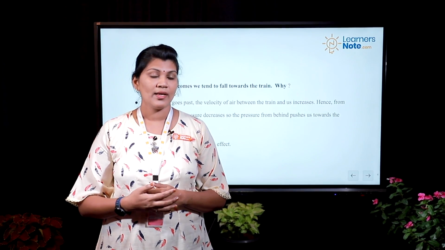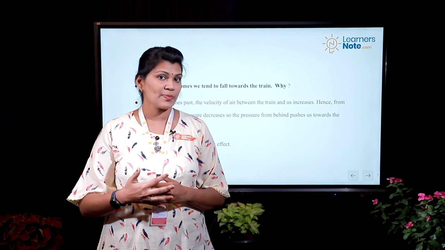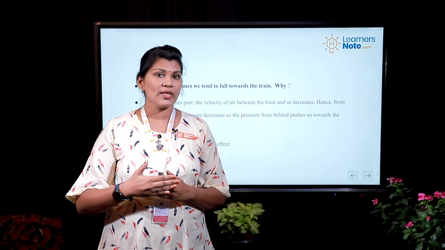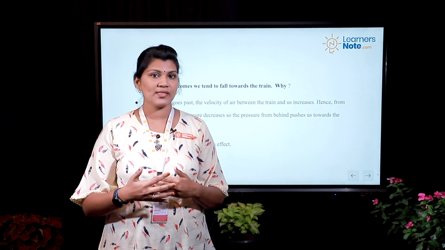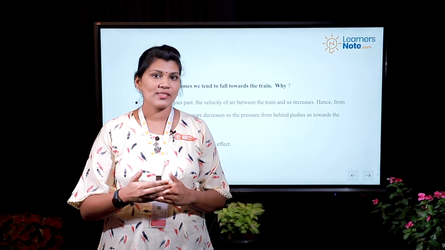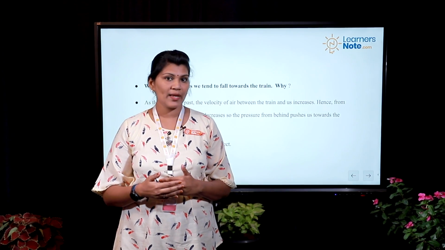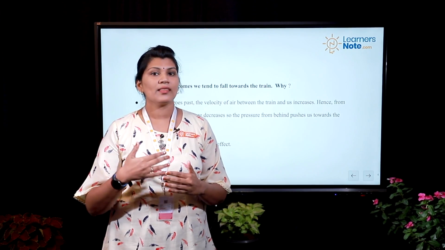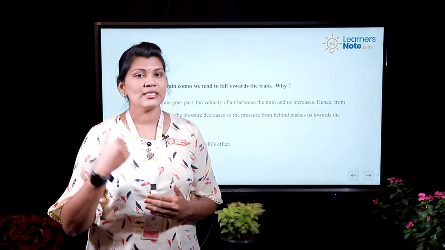So what will happen? According to Bernoulli's theorem, if the velocity increases, the pressure will get reduced. So if the pressure between our body and the train is decreased, the air behind that person will push that person towards the train. Why? Because the pressure of the air behind that person will be higher. So what will happen? The air from the higher pressure area will flow to the area where the pressure is low. So that person will fall towards the train.